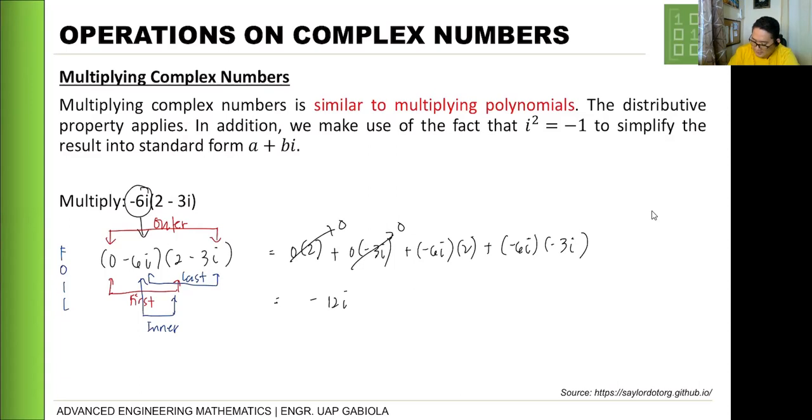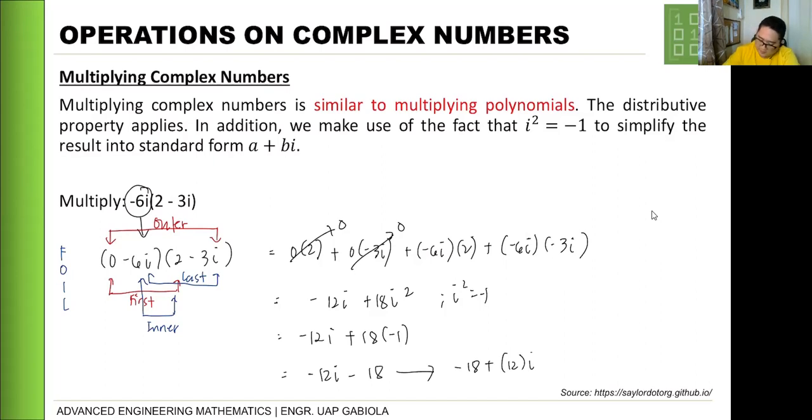Then yung next is, that will be negative 6 times negative 3. That is 18i squared. So we have an i squared. So alam natin na si i squared ay equals sa negative 1. So negative 12i plus 18 times negative 1. This will be negative 12i minus 18. Or i-change natin to standard form. We have negative 18 plus 12i. Okay? So this will be our product sa kanya.